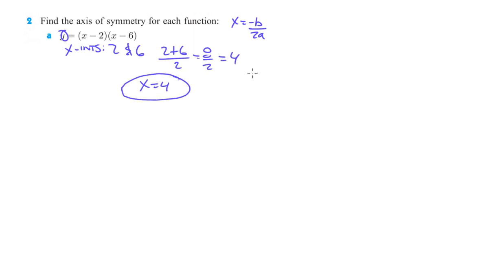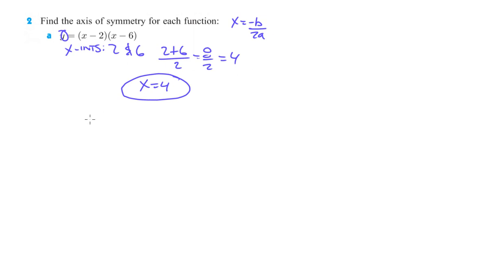Number two, find the axis of symmetry for each function. So really what we can do, we can do this a couple different ways. We can either use x equals negative b over 2a, or we can find where the two x-intercepts are. I think that'll actually be probably a bit faster in this equation. So x-intercepts, we know if this is 0, that's going to be 2 and 6. So halfway between 2 and 6 is 8 over 2, gives us 4. So it's going to be x equals 4.